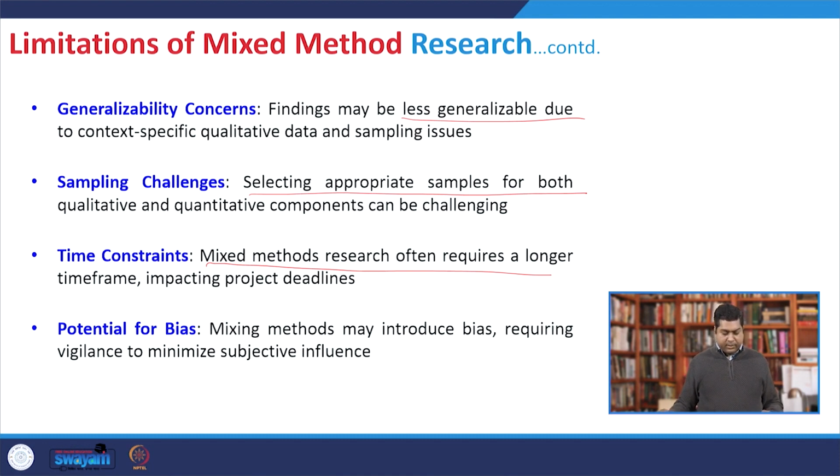Potential for bias. Mixing methods may introduce bias, requiring vigilance to minimize the subjective influence. This is to be done with care, so that there is no unnecessary bias, or much more subjectivity, in how you compare the findings of two different methods together.